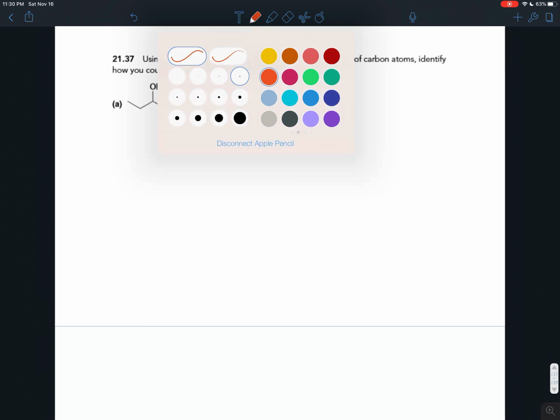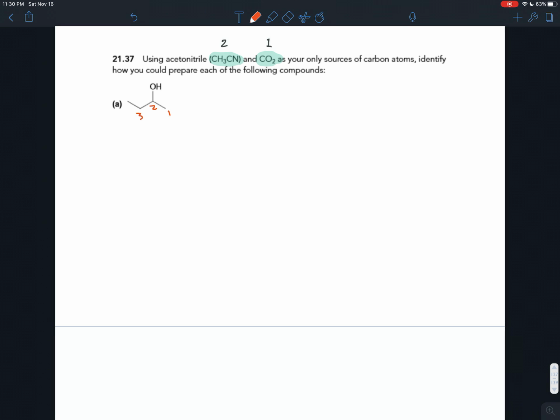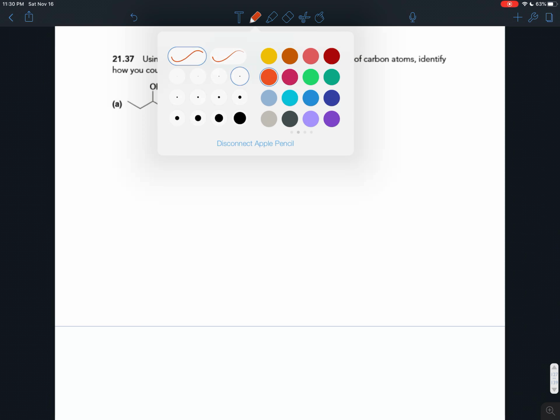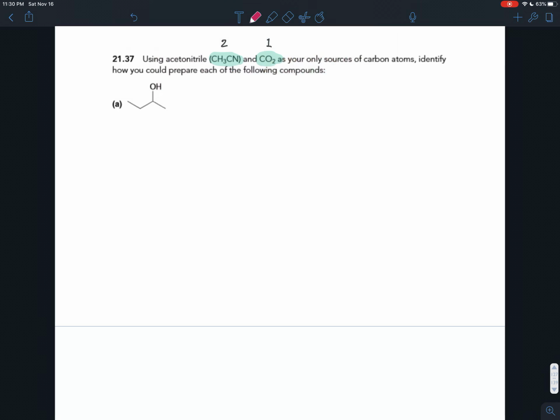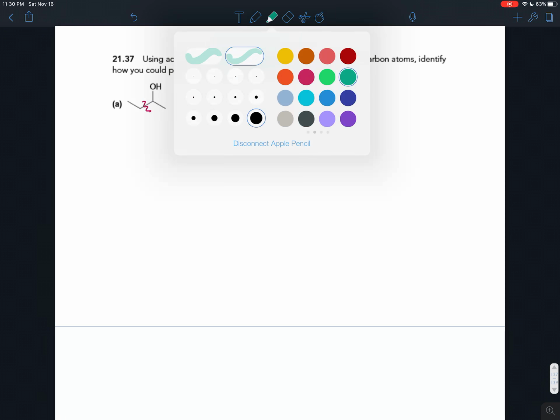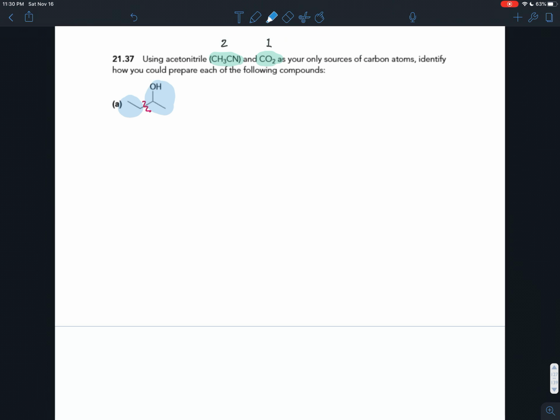Well, in this first one, in 2-butanol, we only have 4 different carbons. And so we're really just going to make this only from acetonitrile. We don't have to use any carbon dioxide at all here. So you can sort of think of this as divided into two 2-carbon branches. Well, something you'll notice in both of those parts is there is no nitrogen. And there is nitrogen in acetonitrile.